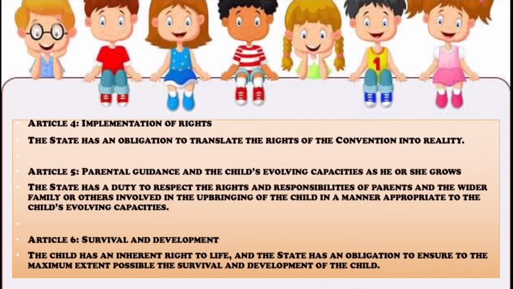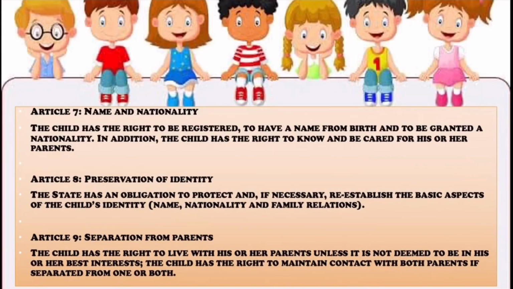Article 6, survival and development. In Article 6, it is the duty of the state to ensure the survival and development of the child by recognizing that every child has an inherent right to life. Article 7, name and nationality. In Article 7, it was stated that every child has the right to be registered, to have a name from birth, and to be granted a nationality. Additionally, the child has the right to know and be cared for by his or her parents.